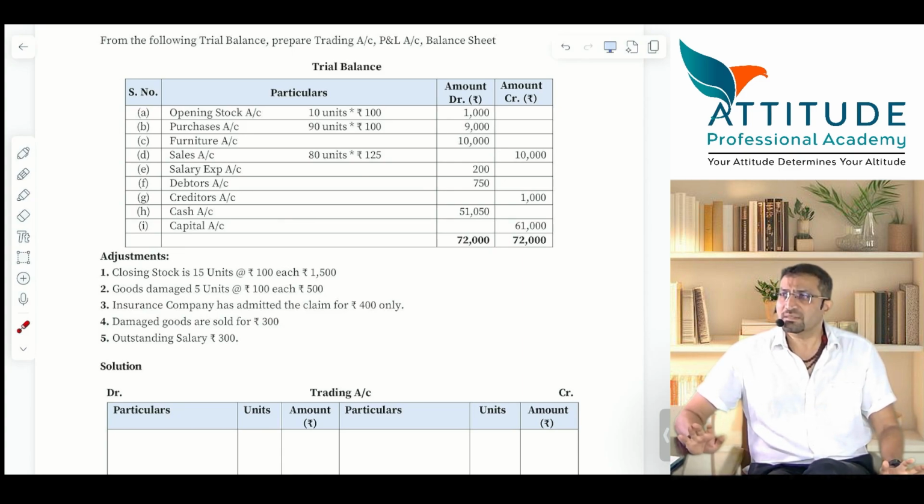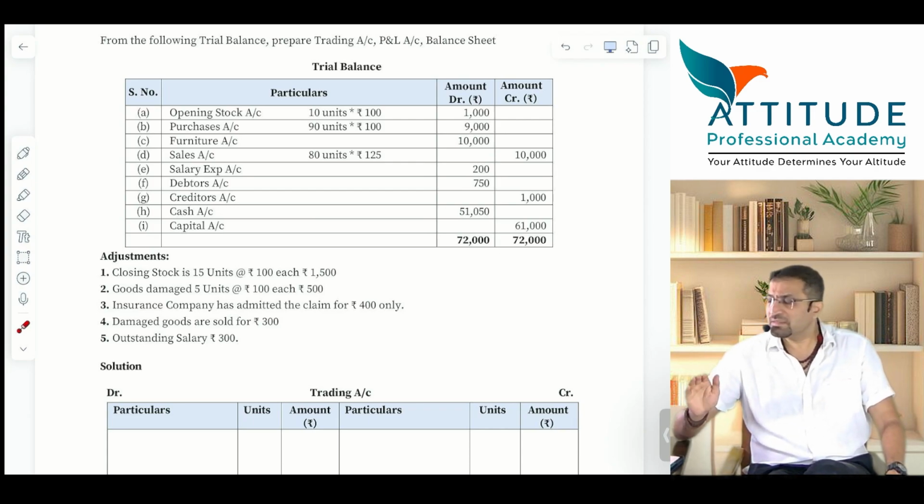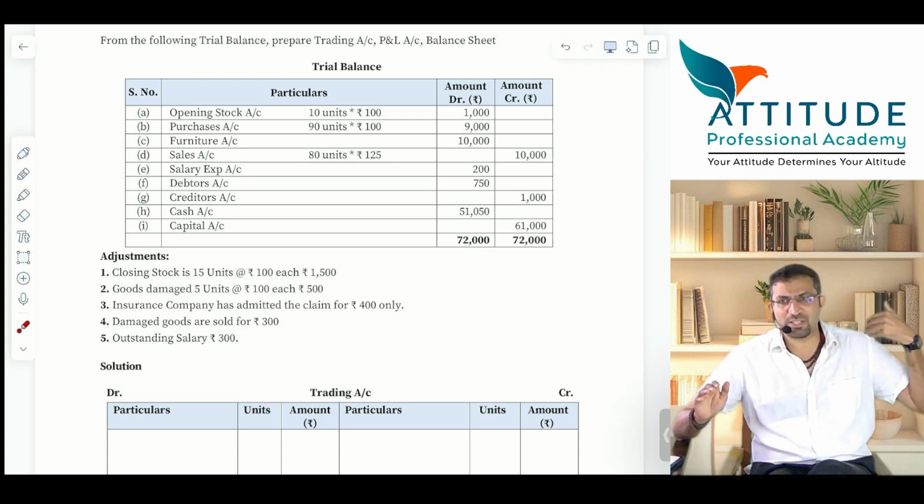Correct. Damaged goods can be sold in the market. I'll give you 2 options. Tell me which option is feasible. The insurance company says, okay, we'll give you 400. We will take the damaged goods along with us.